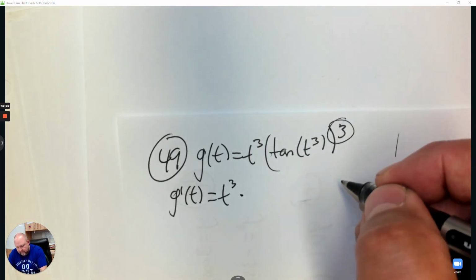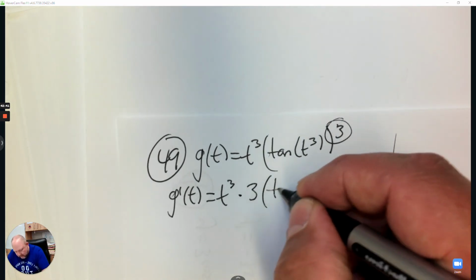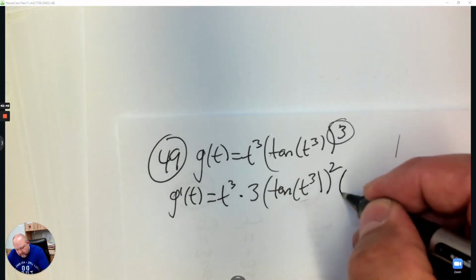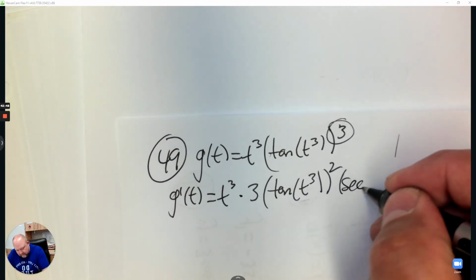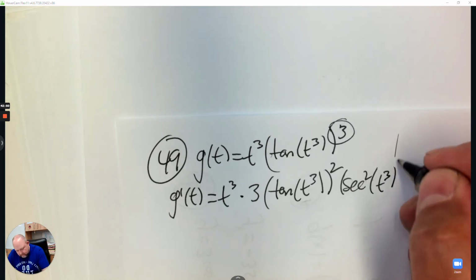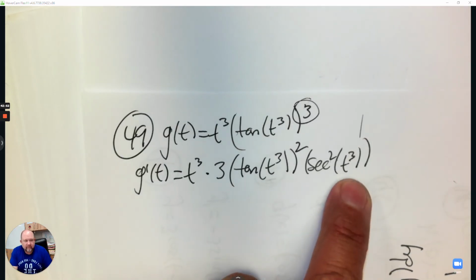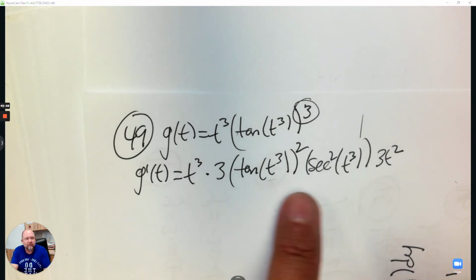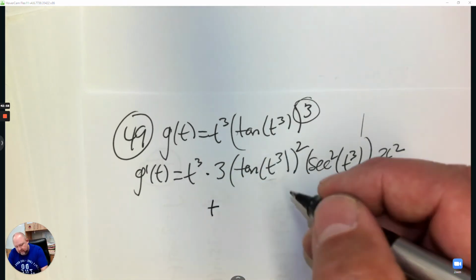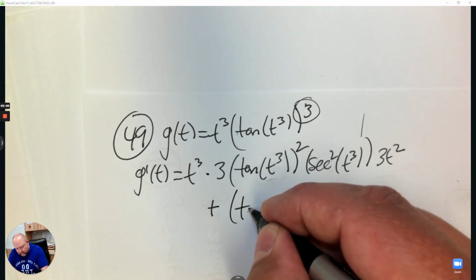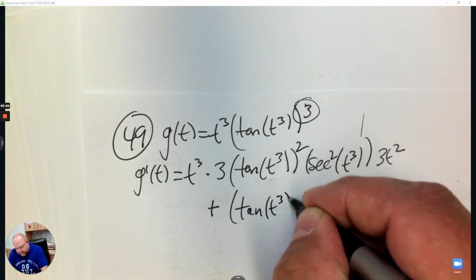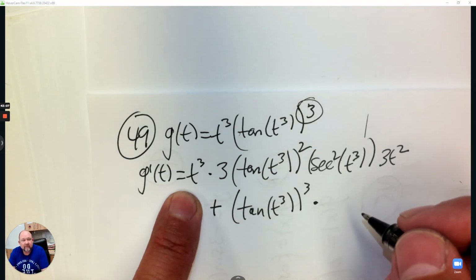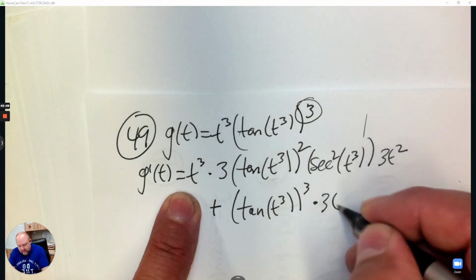So this is the power rule. 3, copy. Subtract 1 to the exponent. The derivative of tangent is secant squared. And then the derivative of t cubed is 3t squared. So that's the first times the derivative of the second, plus the second, just copy it, times the derivative of the first, and it's done.